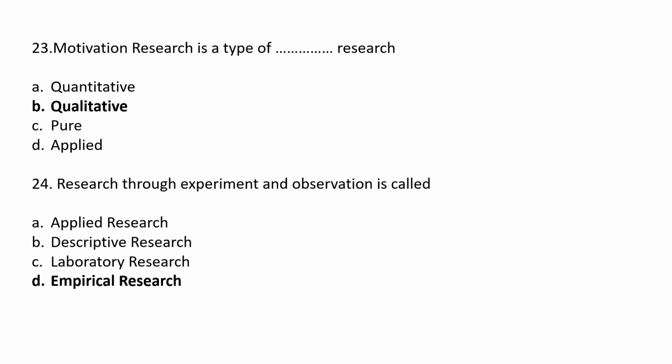Research through experiment and observation is called option A, applied research, option B, descriptive research, option C, laboratory research, option D, empirical research. The correct answer is option D, empirical research.